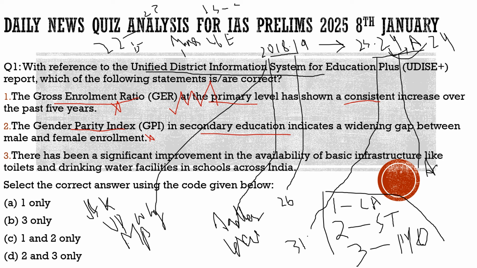Third statement, there has been a significant improvement in the availability of basic infrastructure like toilets and drinking water facilities in schools across India. 100% correct. From the last 5 years, there has been an improvement in this. Even though there are still schools, which we discussed in our previous class, where the availability of electricity is a problem, and in some places there is availability of toilets, but still it has improved over the last 5 years. So with respect to this question, the correct statement is option 3 only, and from the codes given below, the correct code would be option B.